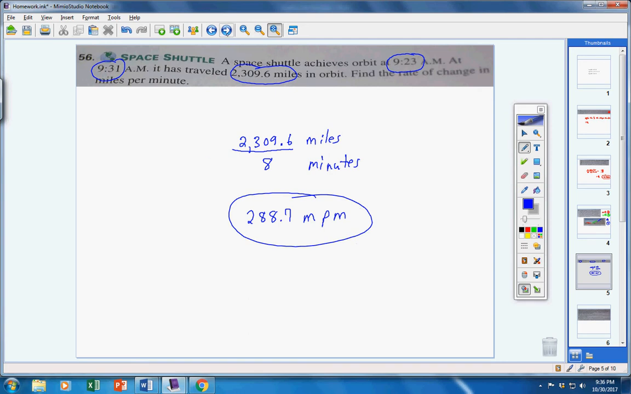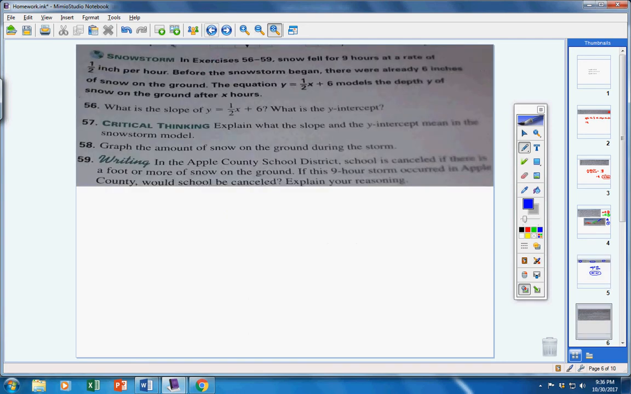Okay. Alright, moving on to page 245. Here we go. Snow fell for 9 hours at a rate of a half an inch per hour. Okay, students, had to pause the video there. I'm not sure exactly what I said, but snow fell for 9 hours at a rate of a half an inch per hour. Now, before the snowstorm began, there were already 6 inches on the ground. So this equation here models the snowfall, and it should, right? Think about it. You start off with 6 inches, plus you're getting a half an inch per hour, and X stands for your time, okay?